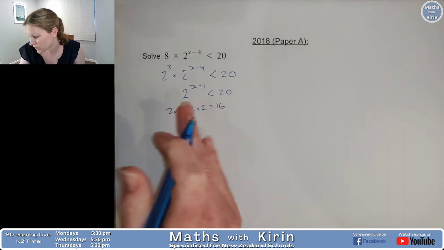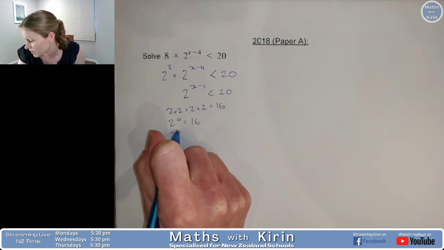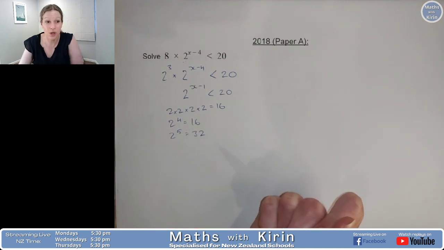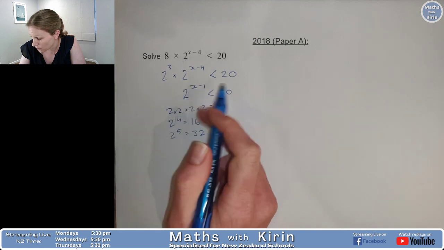So that's less than 20. If we went one more, 2 to the power of 4 is equal to 16. 2 to the power of 5 would therefore be 32, which is too high. So we want to use the 4.